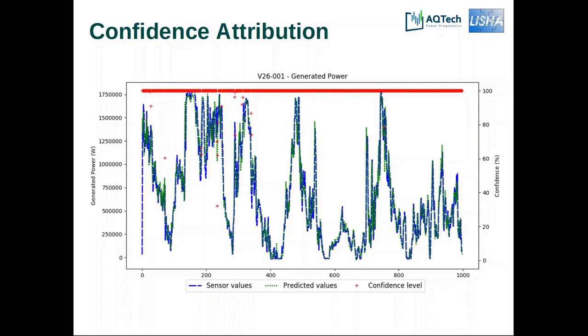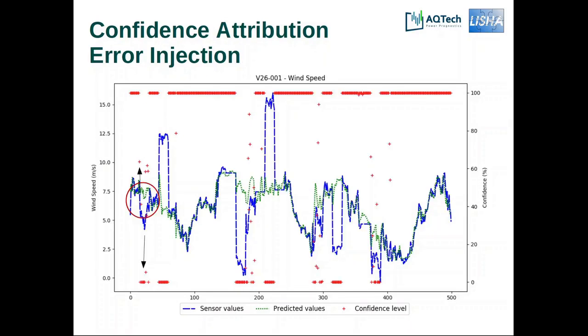This other graph shows the real and predicted values of the generated power of the same wind turbine from the previous graph, also with high confidence for almost all points. When injecting errors of type peak, stuck at, or noise, the confidence attribution mechanism starts to lower data confidence. In the worst case, when distant from the correct predicted value, the confidence drops to 0. The red circle shows a place where a gap between the values is large enough to make the confidence drop. This illustrates how the confidence attribution mechanism works.